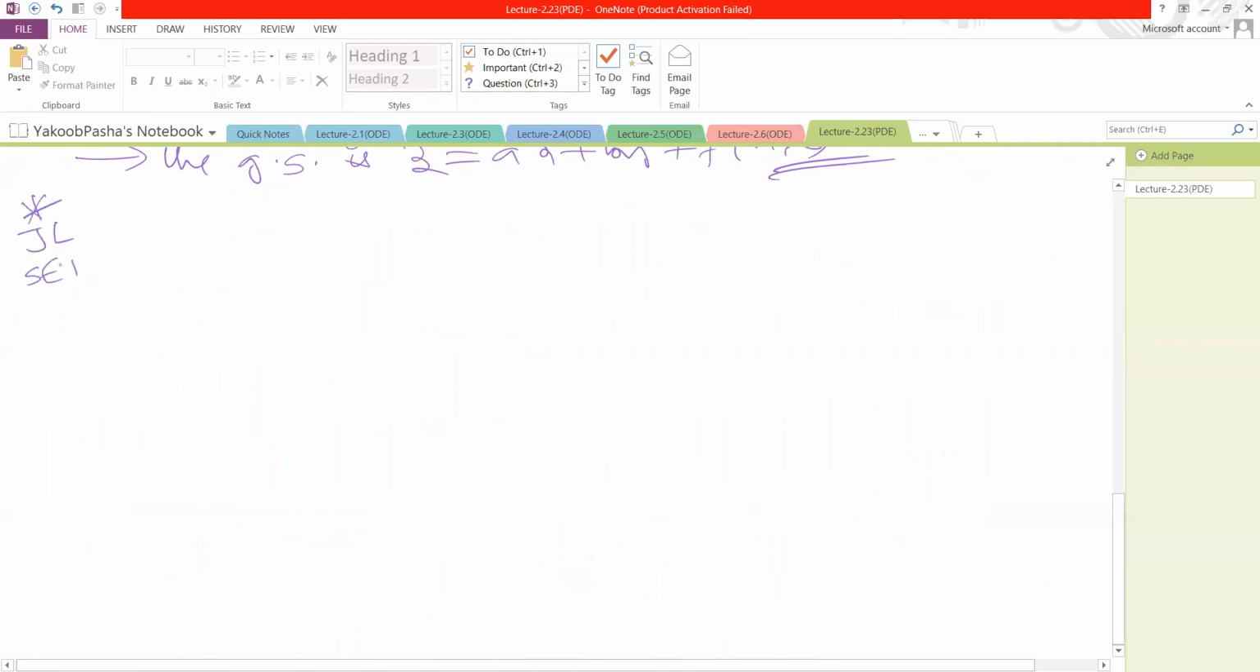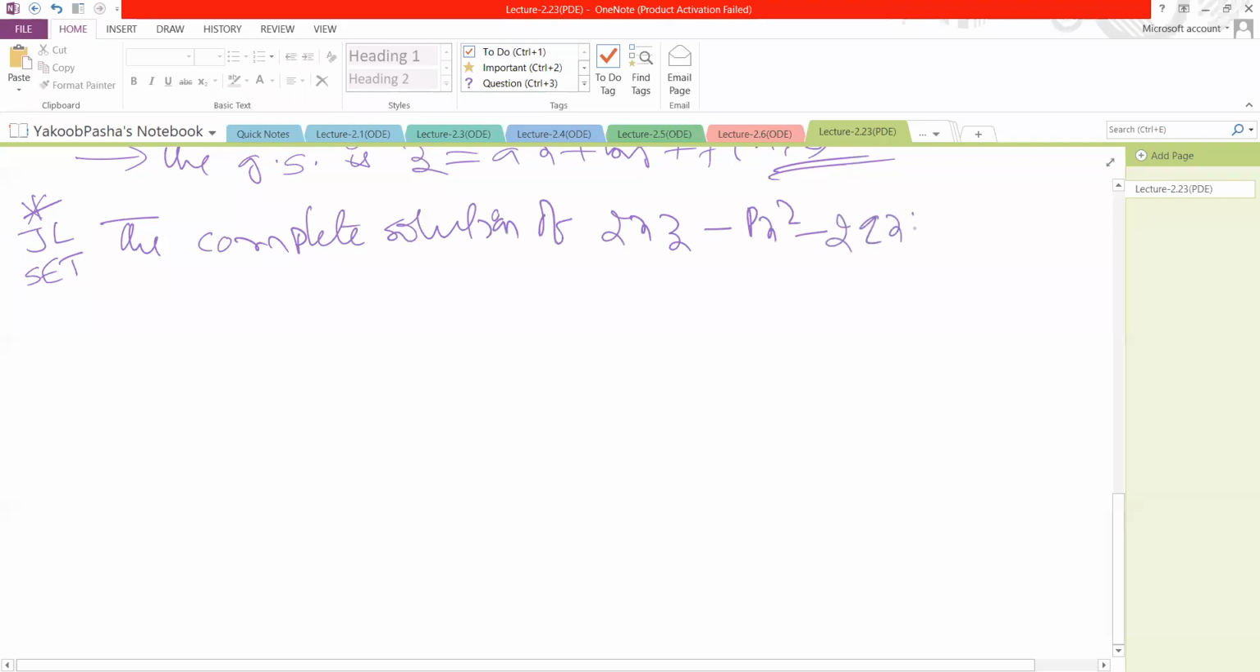JL and SET problem. The complete solution of 2xz minus px square minus 2qxy plus pq is equal to 0 is. Now we have options also. I'm writing the options here for our convenience.